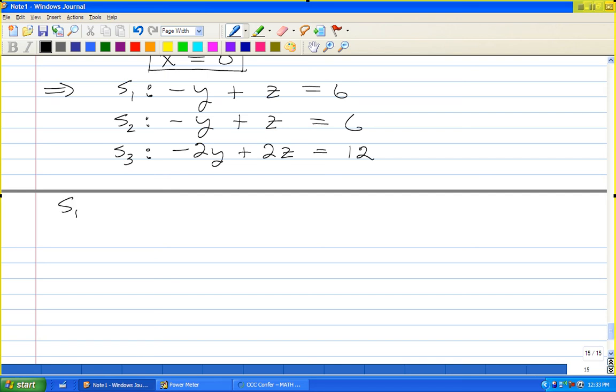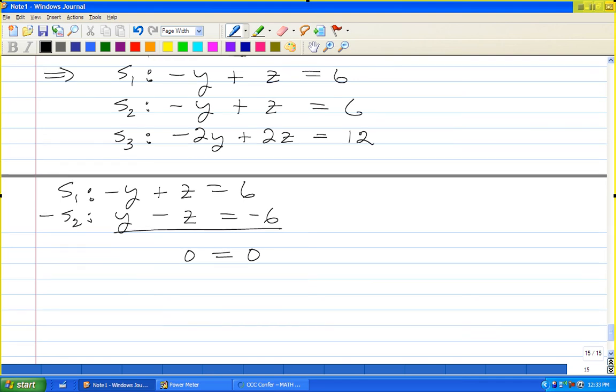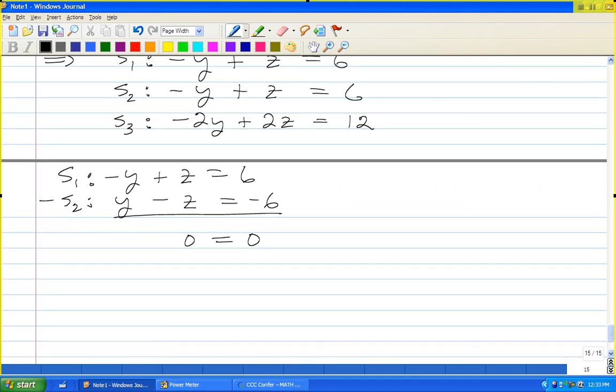Notice that S1 minus S2, x's, y's cancel. 6 minus 6 is 0. And so you get 0 equals 0. Ooh. So that means that one of the equations can be eliminated. But then, so that means that these are coincident sort of things that are intersecting.